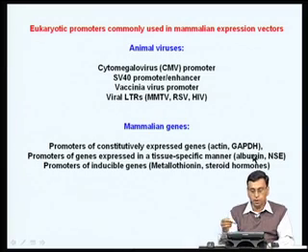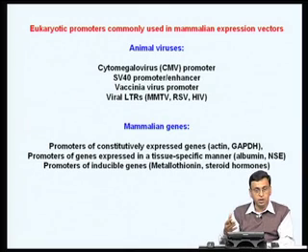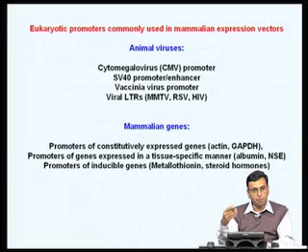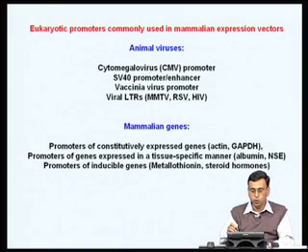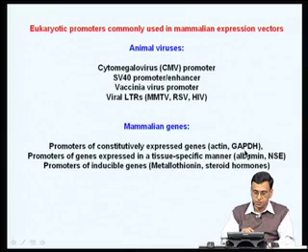As you know, actin is expressed in almost all cell types and is one of the most abundant proteins in the cell, so it is a very powerful promoter. Similarly, GAPDH, again because of its housekeeping functions, is abundantly expressed in a number of cell types. So if you want to express your gene constitutively in a number of cell types, you can use either actin or GAPDH as your promoter of choice.